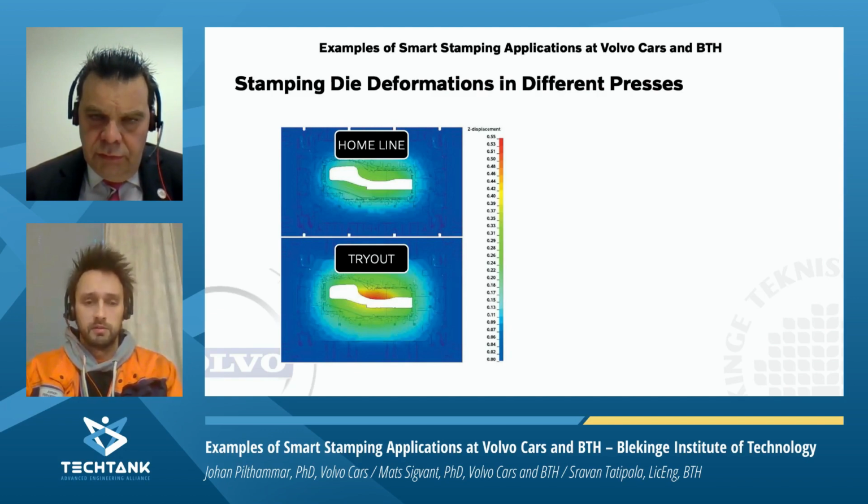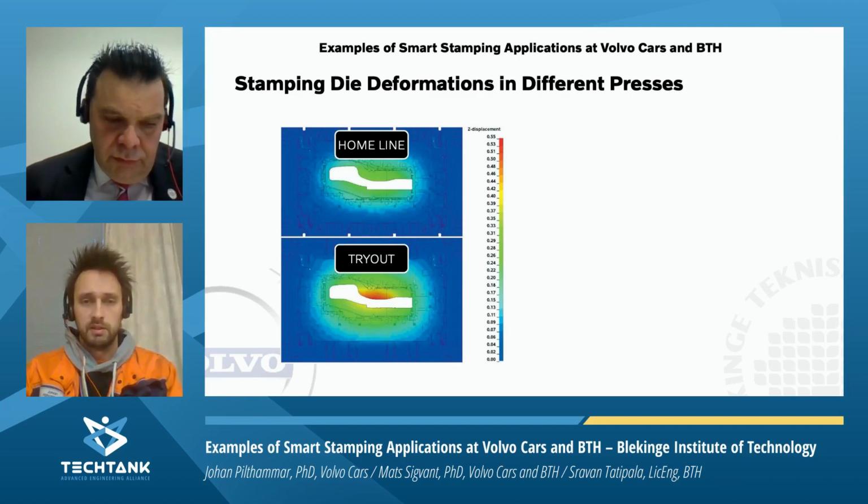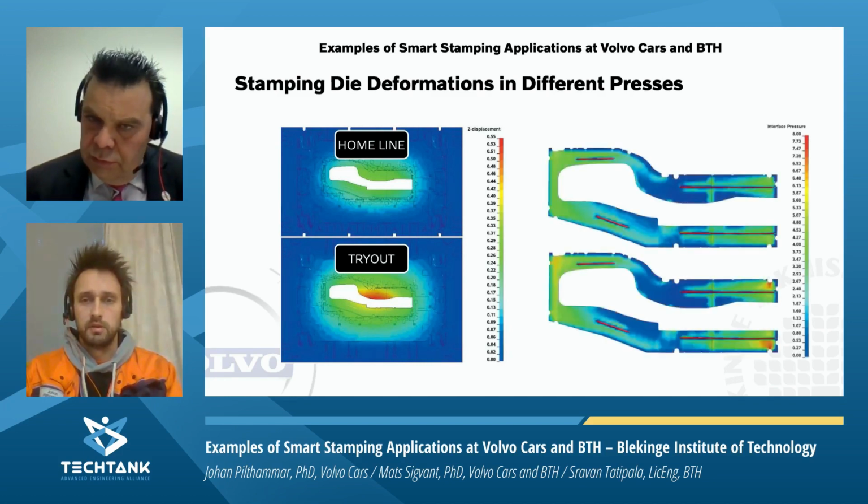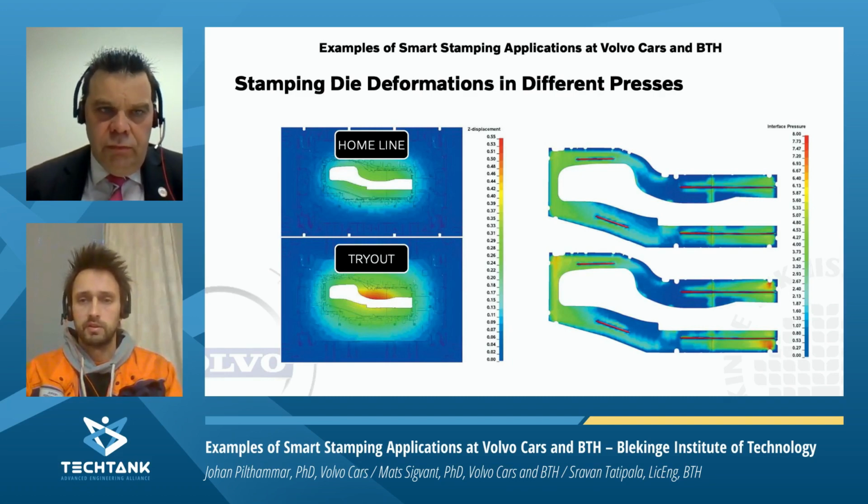And this will, of course, give us some issues. If we do the tryout in the tryout line and then move it to the home line, we will get a different result after forming. You can also see the pressure distribution that we predict on the blank holder surfaces. Depending on what press line you're using, you get a slightly different pressure here. And if you do a compensation in the tryout line, it will not work in the home line and so on.